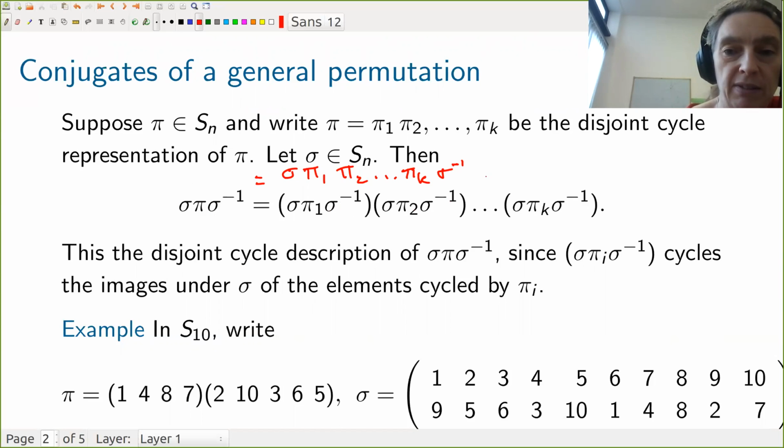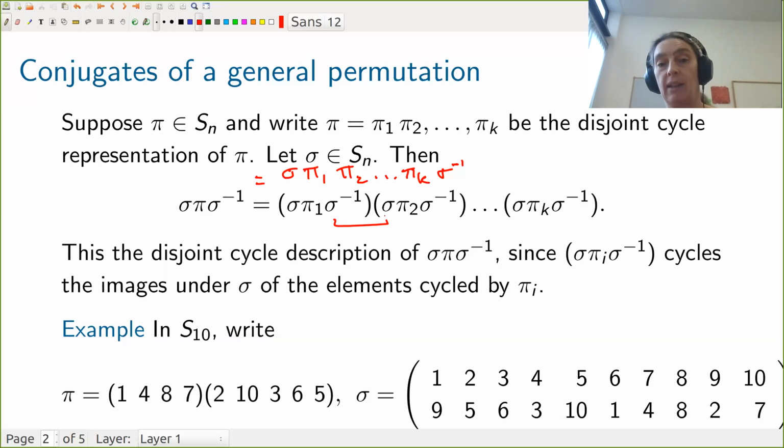So to get from the first line to the second one here, all you've done is insert a bunch of copies of sigma inverse sigma between all the appearances of the factors pi i, and that's just a copy of the identity in each case, so it doesn't affect your overall product, but it allows you to write this conjugate sigma pi sigma inverse as the product of conjugates sigma pi i sigma inverse. The reason for this is we know what they look like because they're in the context of the last slide. They're just cycles of the same length as each of the pi i's that cycles around the images under sigma of the elements cycled by pi i.